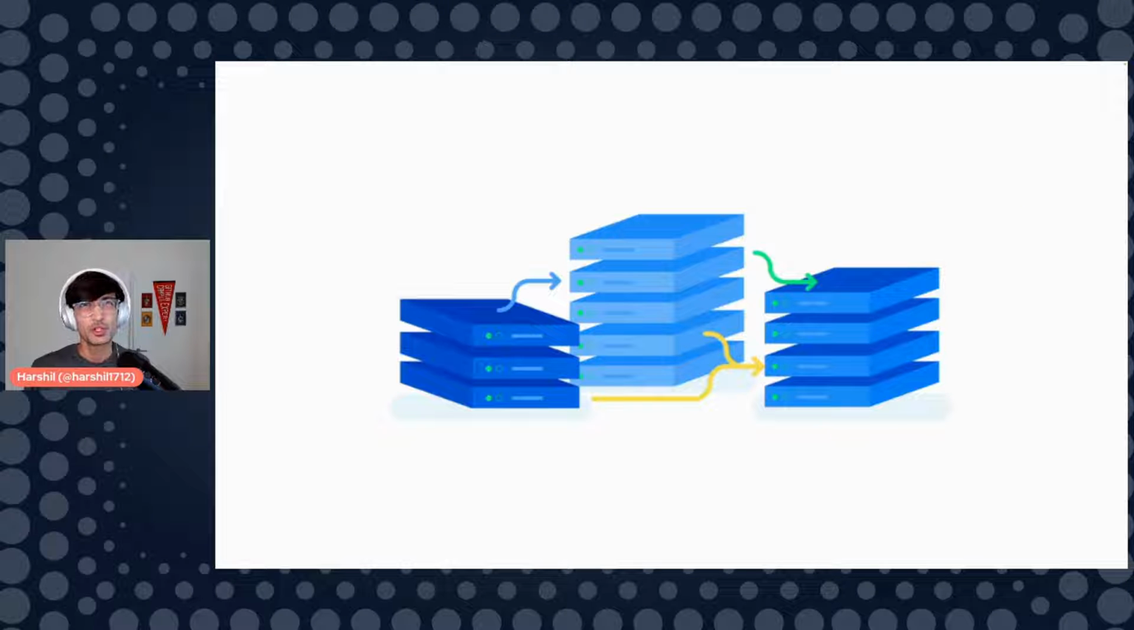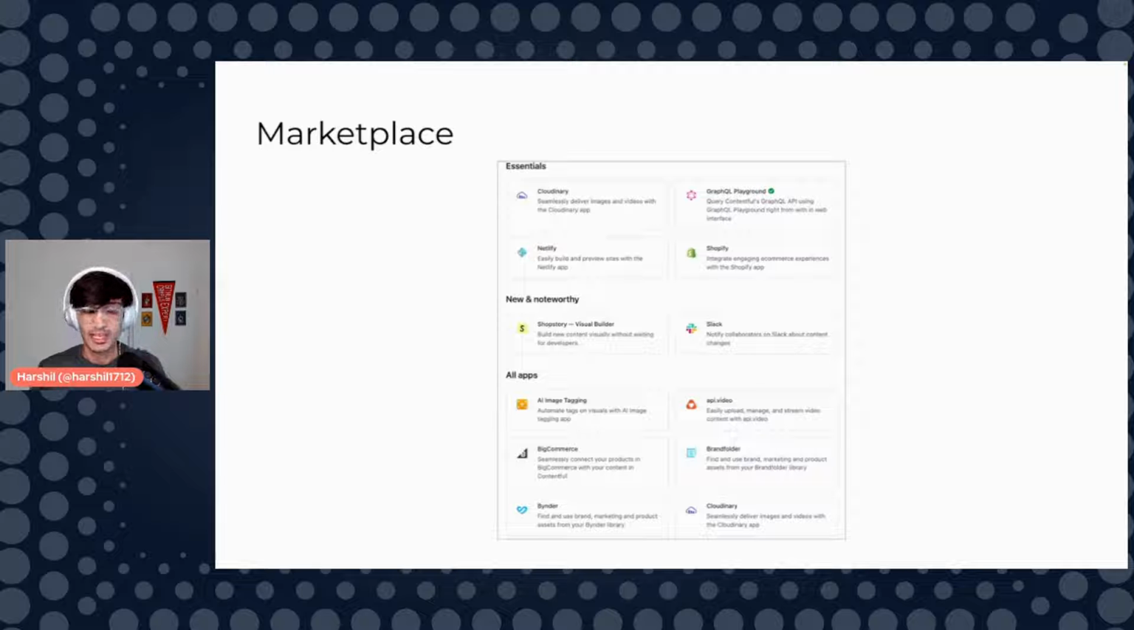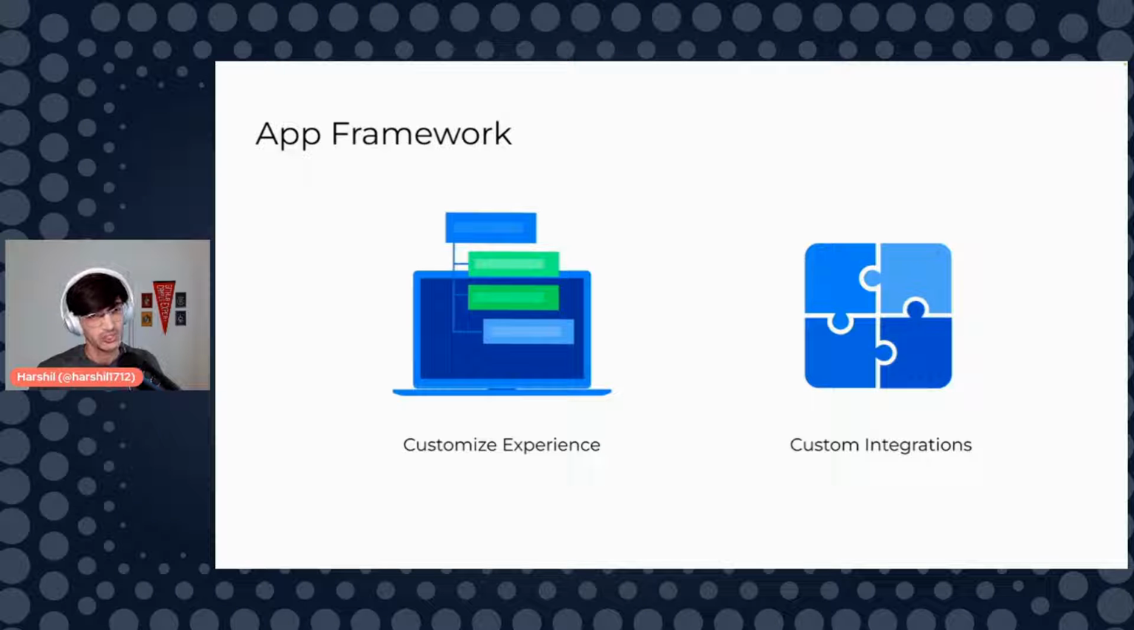Also, oftentimes when you're working with content, you might want to bring some external information from different platforms. For example, if you are building an e-commerce site, you might want to bring your product information from, for example, Shopify. Or if you're building a marketing website, you want to bring all your analytics into Contentful itself. Now for this, we already have a couple of apps in our marketplace which you can use out of the box. But you might want to customize the experience for your team, or you might want to integrate it with another service. That's where the app framework comes into the picture.